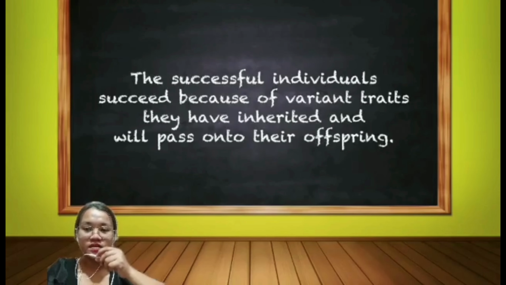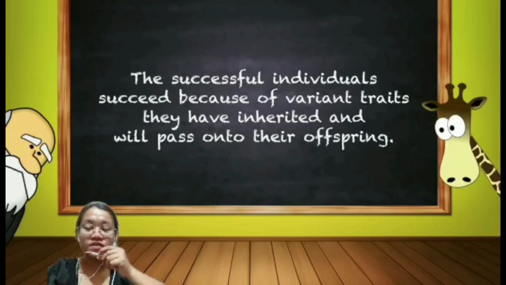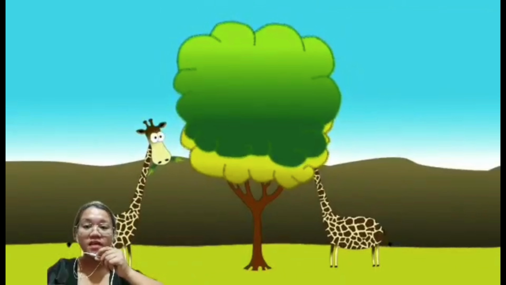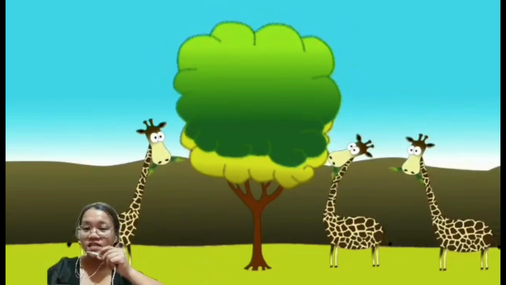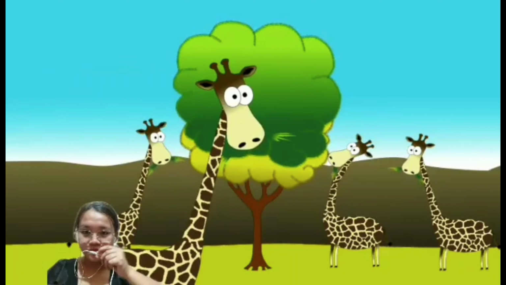Condition number 4. The successful individuals succeed because of variant traits they have inherited and will pass on to their offspring. So giraffes with the longer neck advantage are in better health and able to pass this feature to their offspring because this trait is more successful than shorter necks. If it were about humans, it would seem like discrimination happening.